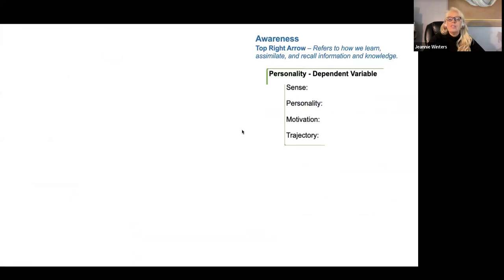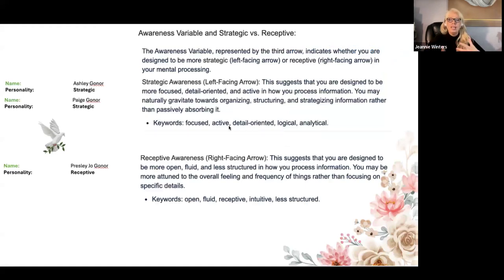So now we're moving to the upper right. The top right is all about how we learn, assimilate, and recall information and knowledge. So it's our sense, personality, motivation, and trajectory. This is on the personality side. It is not the design side, which is the side you know about yourself for the most part. So you probably understand that you are a strategic thinker or a strategic person.